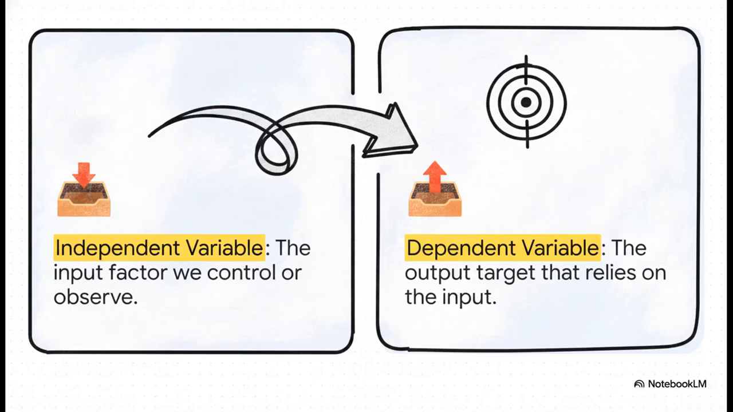To really grasp this, we need to define our terms. On one side, we have our independent variable. This is our input, so, in our example, the years of experience. It's the factor we control or observe. On the other side is the dependent variable. That's our output, or the actual target we're trying to predict, the salary. We call it dependent because, well, its value relies entirely on the input we feed into the model.